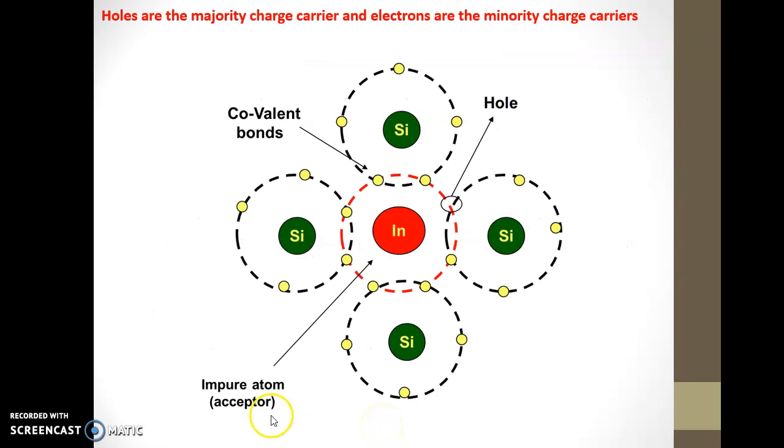These types of trivalent impurities are called acceptor impurities, and the semiconductors doped with acceptor impurities are called P-type semiconductors. So here you see indium has only 3 electrons, so it could form only 3 bonds with 3 silicon atoms. One bond, second bond, third bond; the fourth bond it cannot form with silicon, so there is creation of a hole.